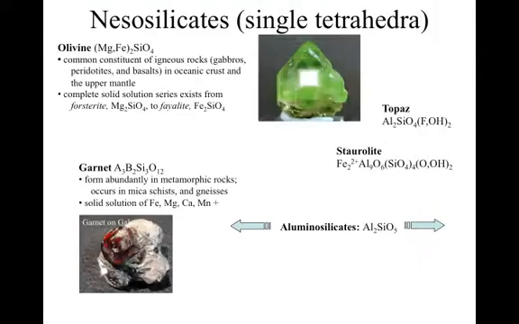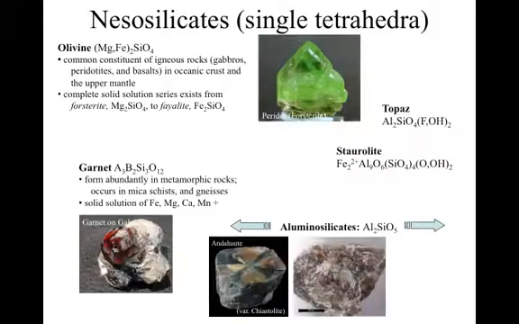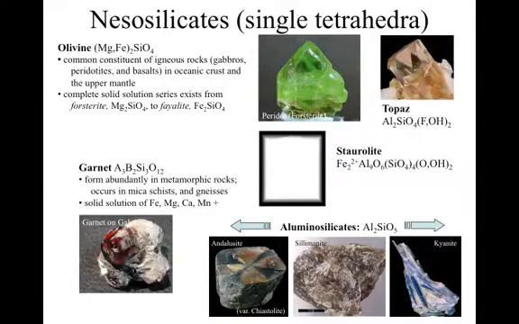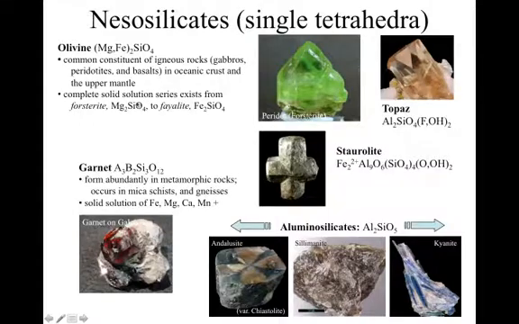All right, the nesosilicates. These include olivine, that is common in igneous rocks, including peridotites, basalts, and gabbros of the oceanic crust and the mantle. They include topaz, staurolite, the aluminosilicates of andalusite, sillimanite, and kyanite. Those are important metamorphic minerals, as are staurolite and garnet.